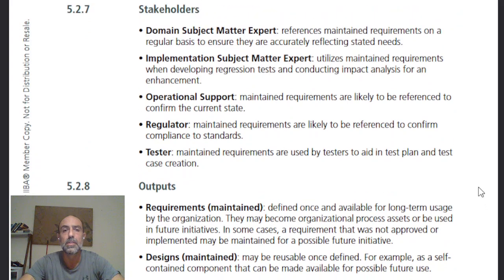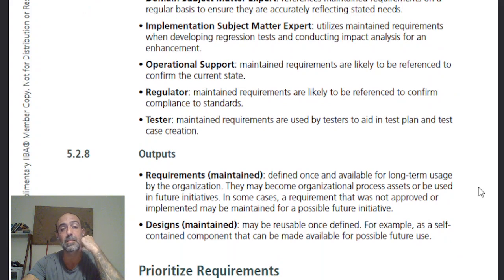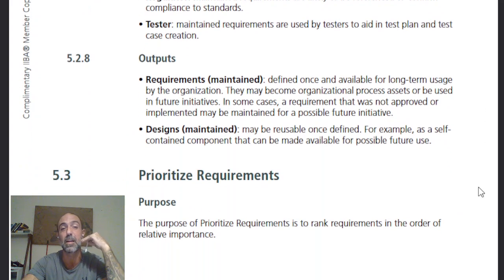Stakeholders, domain subject matter expert, because it references maintained requirements on a regular basis to ensure they accurately reflect stated needs. Implementation subject matter expert utilizes maintained requirements when developing regression tests and conducting impact analysis for enhancement. Operational support maintains requirements that are likely to be referenced to confirm the current state. A regulator, maintained requirements are likely to be referenced to confirm compliance to standards. And a tester, maintained requirements are used by testers to aid test plan and test case creation.